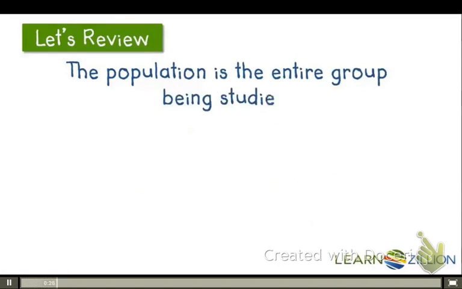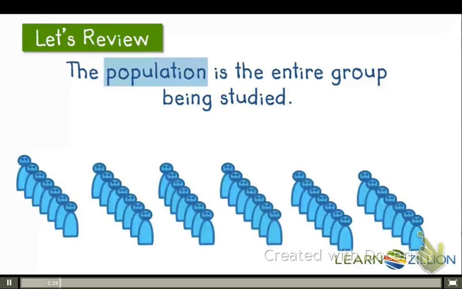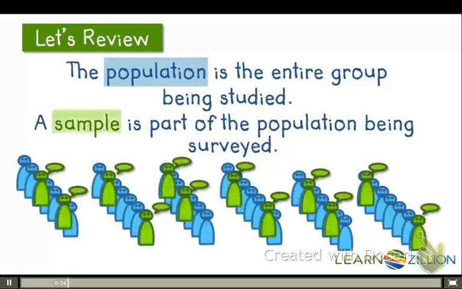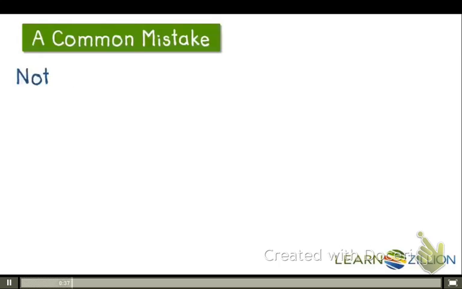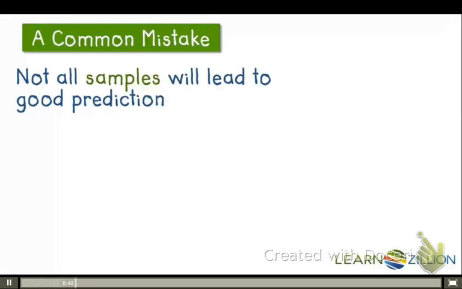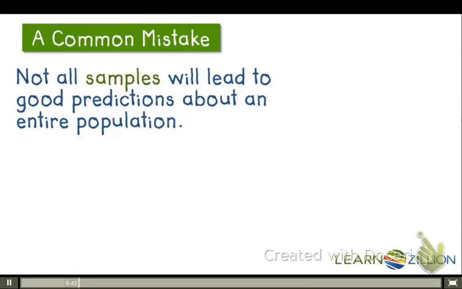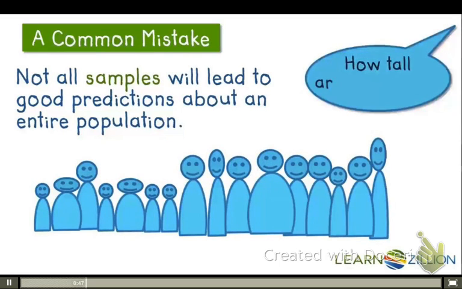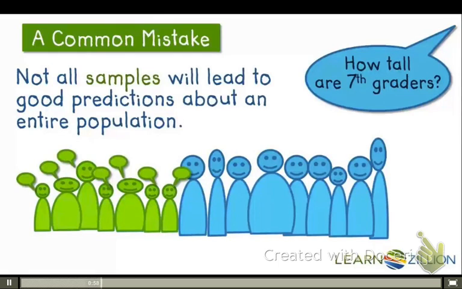Let's review. The population is the entire group being studied, while a sample is part of the population being surveyed. Now be careful. Not all samples will lead to good predictions about an entire population. The blue figures represent a population of 7th graders, and we'd like to gather some information about the height of those 7th graders. If we choose the first 7 students for our sample, we're not going to be able to make a very good prediction about the entire population.